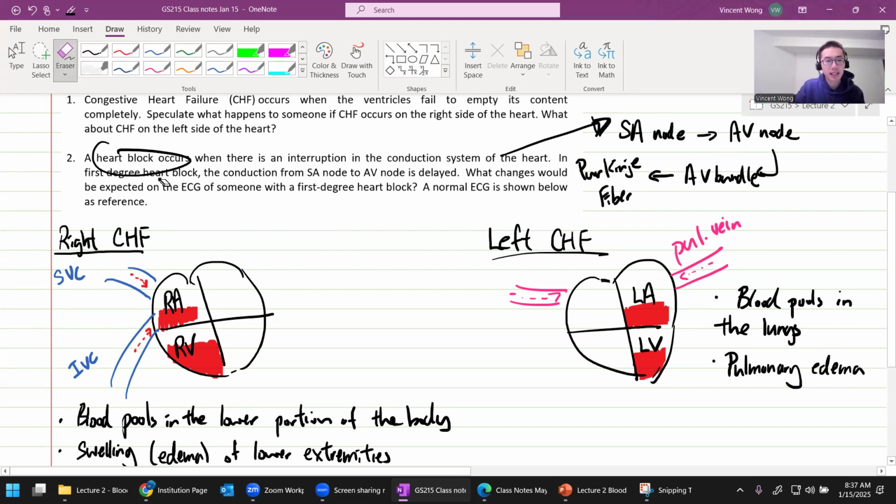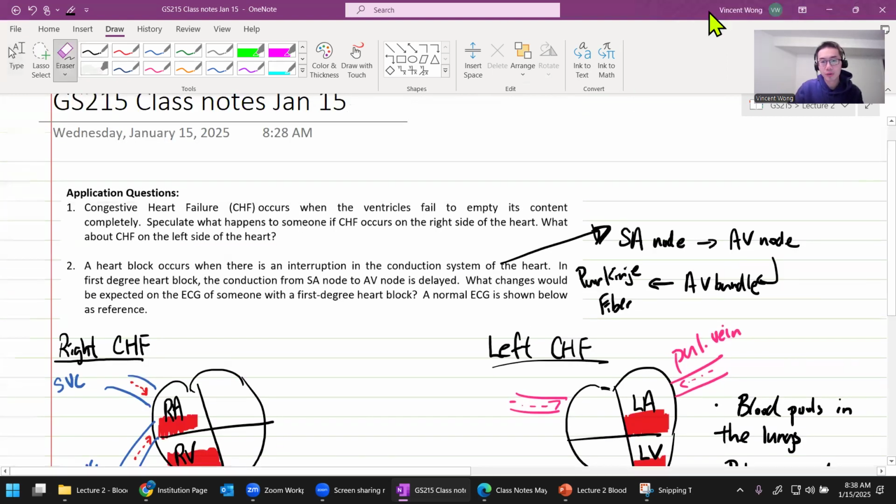In this case, it says the first degree heart block, the conduction from SA node to AV node is delayed. Right? So as the signal spreads from SA to AV, it's being delayed. There is going to be a longer period of time, basically. What changes would be expected on the ECG for someone with a first degree heart block? So if you remember the ECG, I would just do it over here.